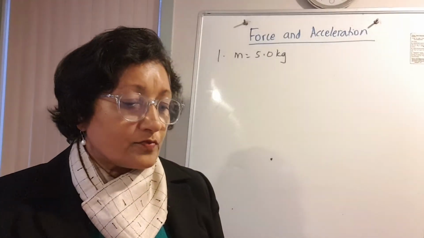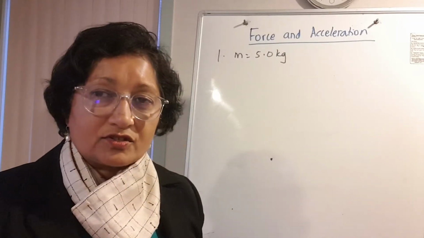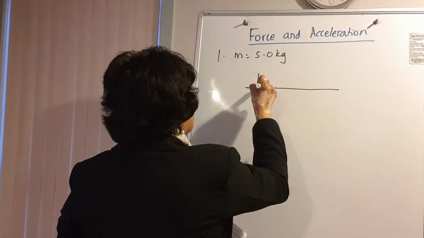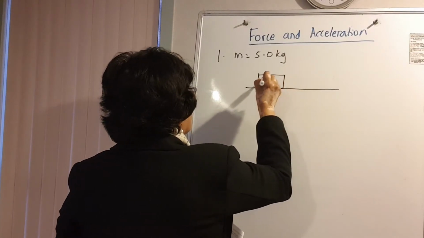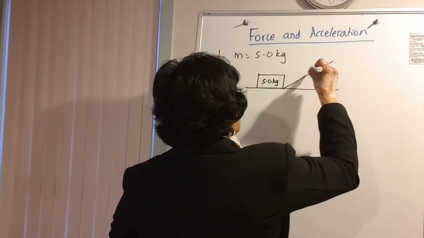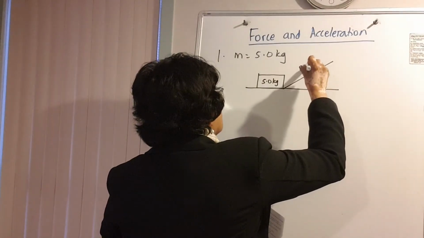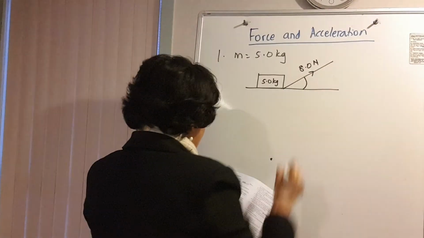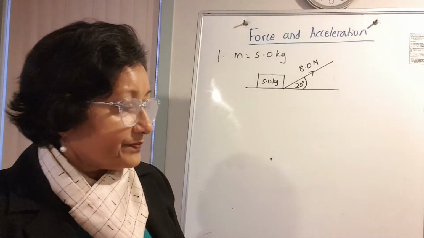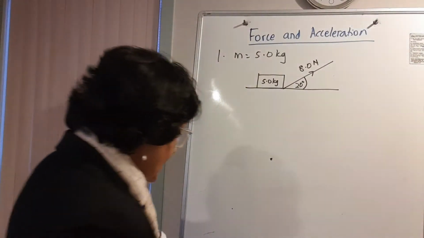Now, the tension in the rope is 8 newtons, and the rope makes an angle of 20 degrees with the ground. So let me just draw the diagram. There's your ground, there's your sledge, 5 kilograms, and here is the rope that's being pulled, and the tension in the rope is 8 newtons, and this angle that it makes is 20 degrees to the ground. So there's your scenario.